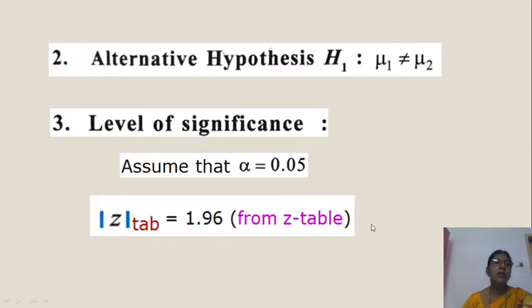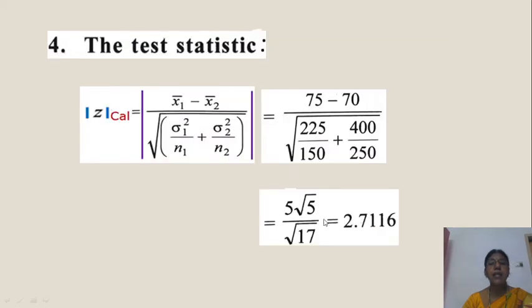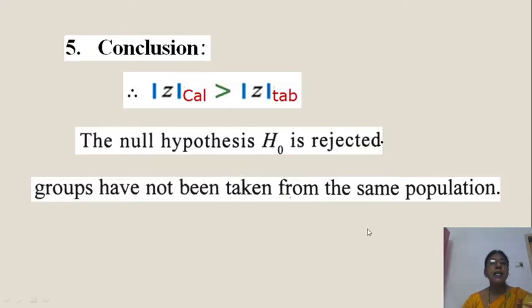But observe the Z tabulated value: it is 1.96, and Z calculated is 2 point something. No doubt this value is greater than 1.96. That means the conclusion is that modulus of Z calculated value is greater than Z tabulated value. So our conclusion is that the null hypothesis H0 is rejected. H0 rejected means H1 accepted.